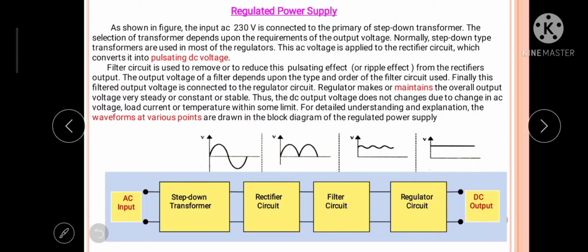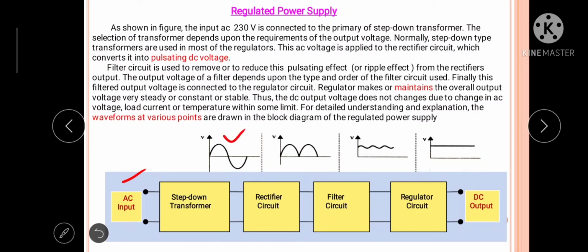Now come to the next part, regulated power supply. Obviously, regulated in the sense the output voltage does not change within some specified limit. The block diagram of this regulated power supply is shown below. As shown in the figure, the input AC 230 volt is connected to the primary of the step down transformer. The selection of transformer depends on the requirement of the output voltage. Normally, step down type transformers are used in most of the regulators.